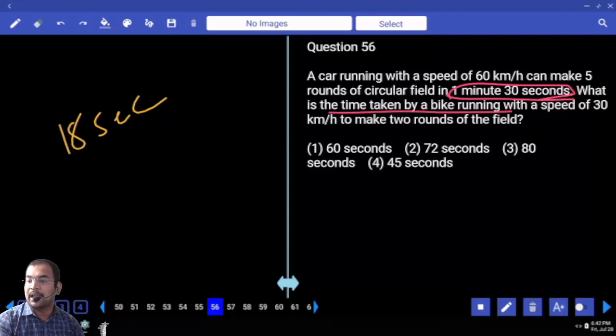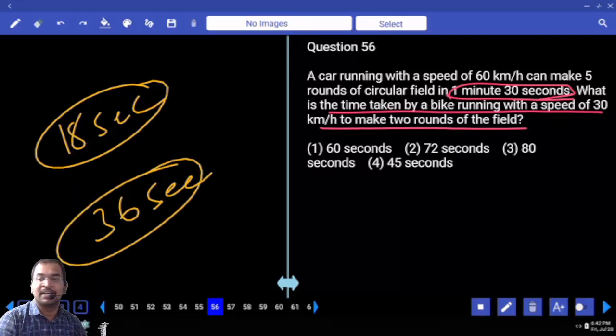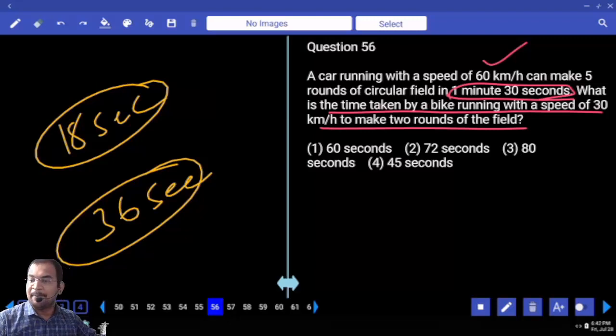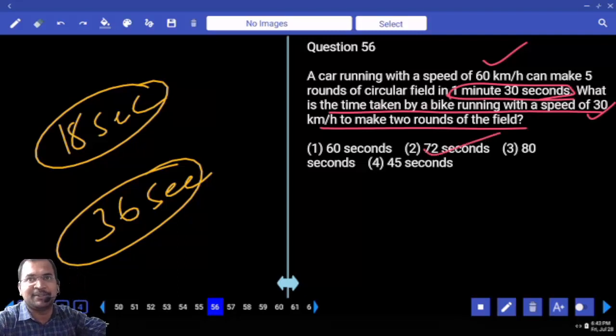The time taken by the bike running with a speed of 30 km per hour for 2 rounds. 1 round is 18 seconds, so 2 rounds is 36 seconds. But your answer is not 36 seconds. Here the car speed is 60, but the bike speed is 30. When the speed becomes half, the time becomes double, because the distance is constant, the same circular track. Are you clear? Your answer is 72 seconds. Are you clear or not?